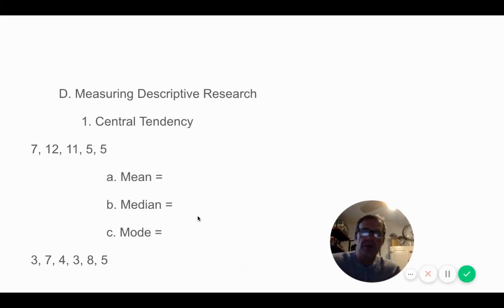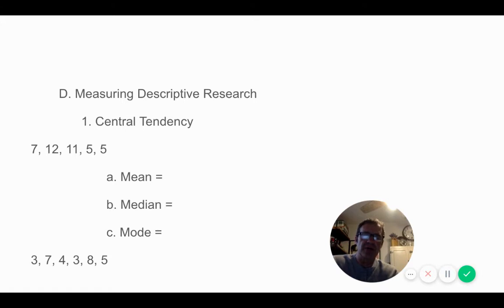Okay, so we want to measure descriptive research just like we measured experimental research. And one way we do that is by something called central tendency. We have 3 measures of central tendency. You've heard of these somewhere down the road. You've heard of the mean, median, and mode. So the mean is simply the average. Okay. The median, just like a median in a road, is the middle score. And the mode is the most often occurring, right?